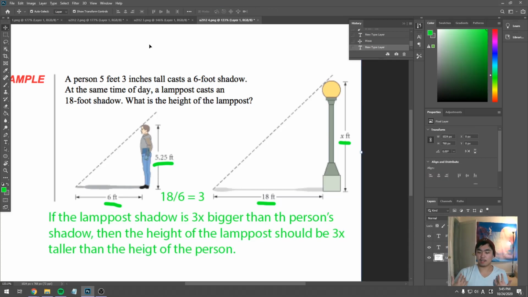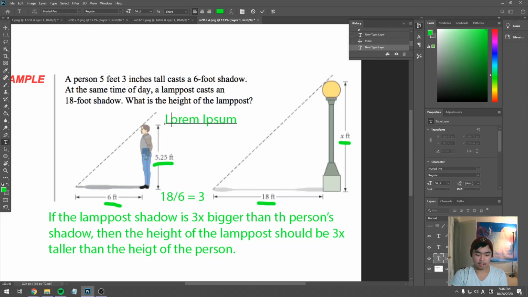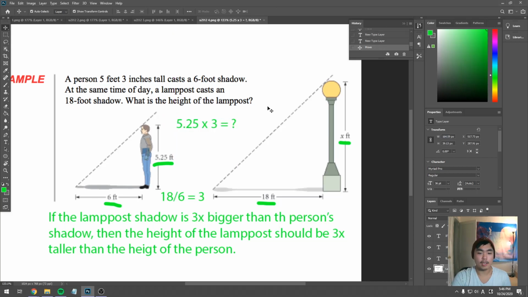Let's really think about that, right? If I see a shadow of something else, it's 3 times bigger than my shadow. I will assume that that thing is also 3 times taller than me. Let's actually apply that, right? So we figured out that between 18 and 6, the scale factor is 3. Between my height and the lamppost height, I gotta take my height and multiply it by 3. And that would give me my lamppost height. So that's a very easy way of applying similar triangles to solve for stuff that normally would take a little bit more effort to do, right? Like, I don't got a ladder to climb up this lamppost, but if I want to measure it real quick, I can use my shadows.